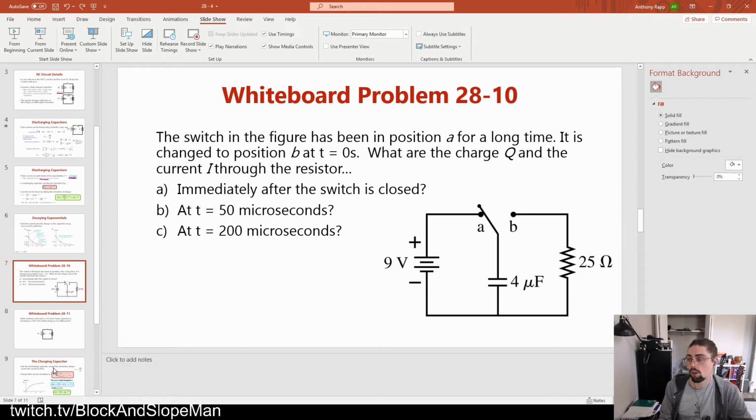What we're looking for are the charge and current through the resistor after it's been charged, and then we move this switch over to this position. Battery's disconnected, now it's just the capacitor and the resistor. Find the current and charge as soon as it's closed, 50 microseconds after, and 200 microseconds after.